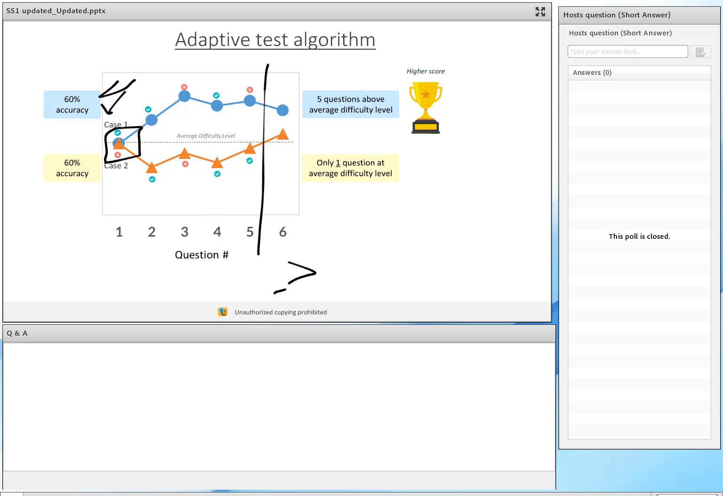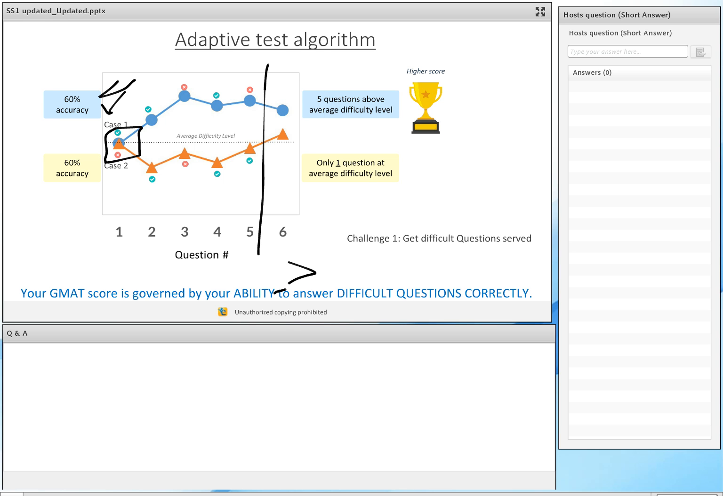When it comes to an adaptive test such as the GMAT, you actually have 2 challenges. The first challenge that you need to overcome is to make sure that the test serves difficult questions to you. The second challenge is to make sure that you're able to answer them correctly. Why? Because if you're able to answer difficult questions correctly, only then will the test serve difficult questions to you.